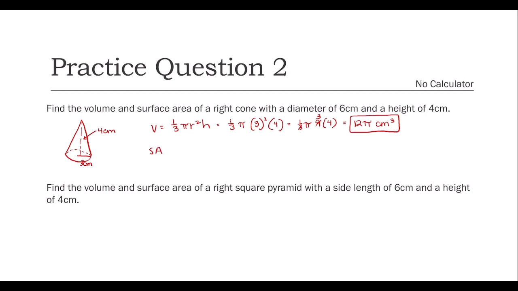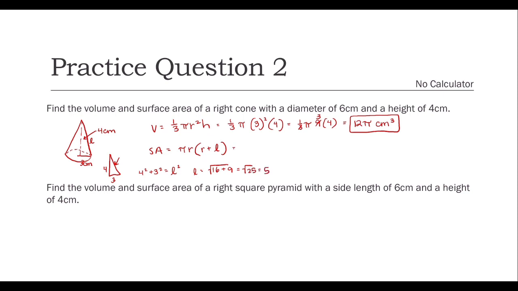For our surface area, we have pi r times r plus our slant length. So our slant, it makes a right triangle. So to find our hypotenuse here, we'd use Pythagorean's theorem, which we'll learn more about in a later video. And that's going to be 4 squared plus 3 squared equals our slant length squared. So L equals the square root of 4 squared, which is 16, plus 3 squared, which is 9. So the square root of 25, which is 5.